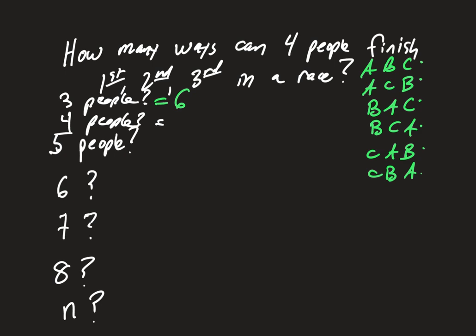So why don't you together in your groups figure out four people and five people. If you find a pattern, you'll realize how quick it is to get to six, seven, and eight. But we'll just start with these, and then we'll come back together.